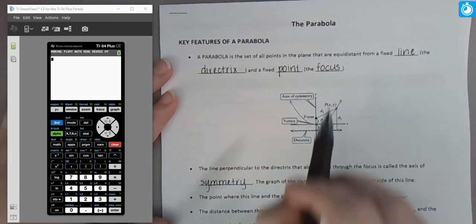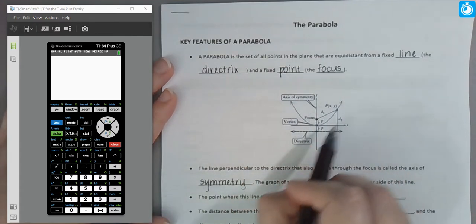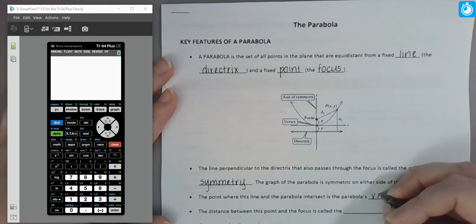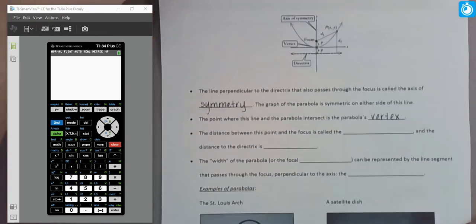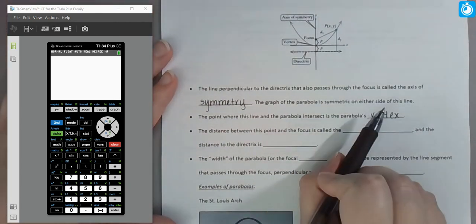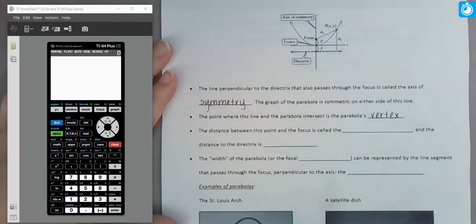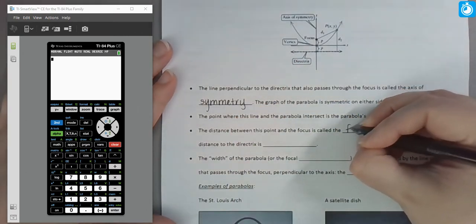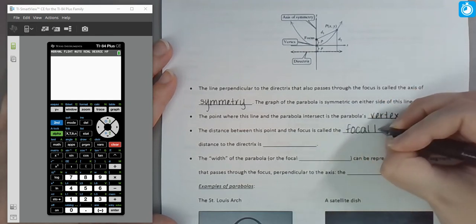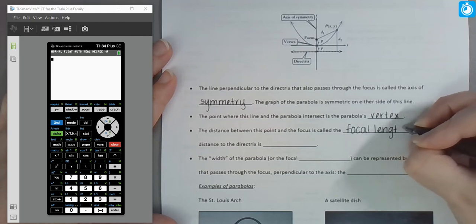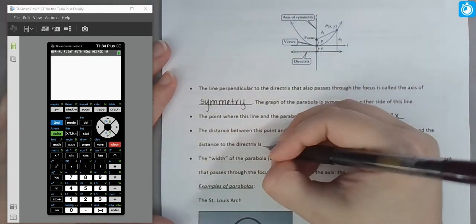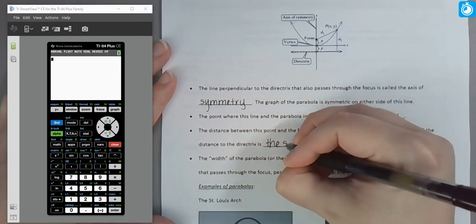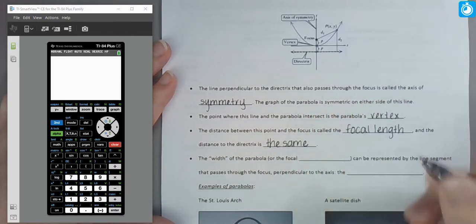Now the point where the axis of symmetry and the parabola intersect is the parabola's vertex. And again, that's probably a point you're familiar with graphing. The distance between this point, the vertex, and the focus, which is inside of the graph, is what we call the focal length of the parabola. So the distance between the vertex, which is on the graph, and the focus, which is inside of the graph, is the focal length. And as it turns out, the distance to the directrix is always going to be the same, which is, again, based on the definition for our parabola.